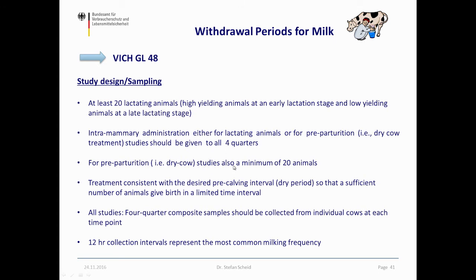For dry cows, also a minimum of 20 animals would be used. The treatment should be consistent with the desired pre-calving interval for the dry cow period, so that a sufficient number of animals give birth in a limited time interval. This is for the study design for the dry cow treatment. You would start with 20 animals, but you are not sure that 20 animals are calving in a certain interval that is desired for the product.